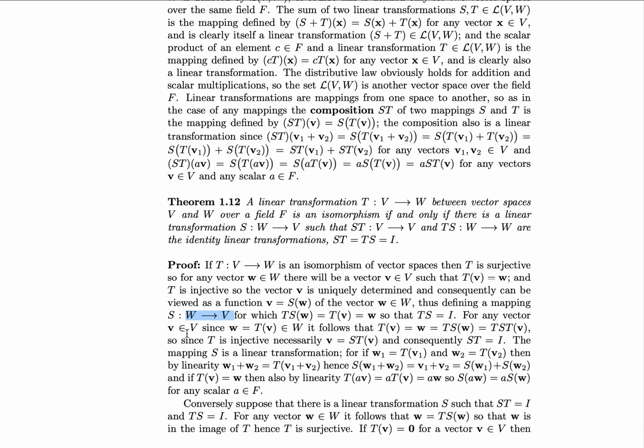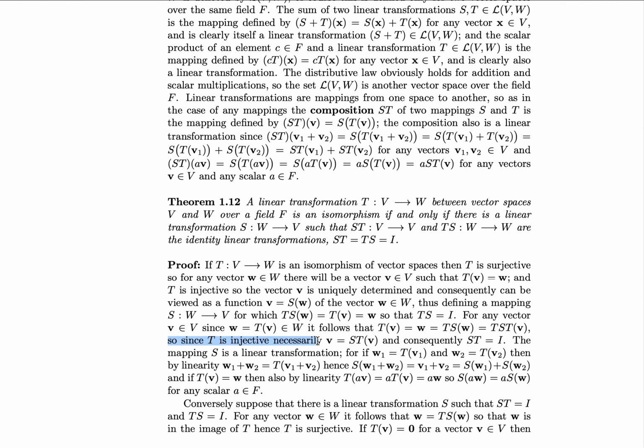For any vector V in V, since W is equal to T of V, it follows that T of V is equal to W, which is equal to TS of W. Then we can apply T on the right. So this is going to be equal to T of S of T of V. Instead of W, we can write T of V, since we have T of V is equal to W, and then we simply pull it out by using the definition of composition, so it's equal to TST of V.